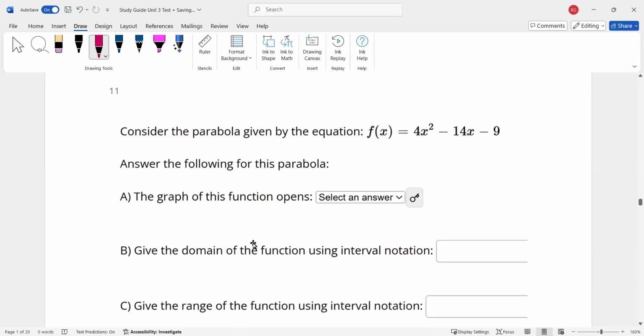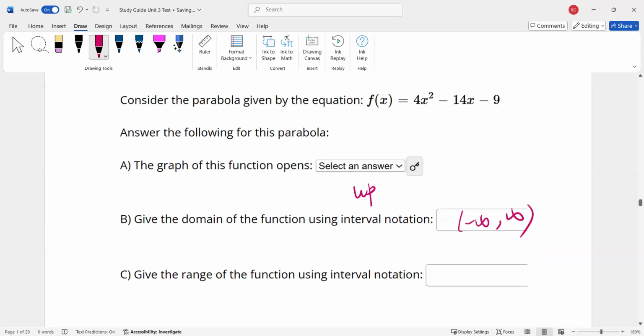Question 11. Consider the parabola given by the equation f of x equals 4x squared minus 14x minus 9. Answer the following for the parabola. The graph of the parabola opens upward. You can choose one, down or up, because the leading coefficient 4 is positive, so it opens upward. Give the domain of the function using interval notation: all real. For a quadratic function, same as all other polynomial functions, the domain is always all real. Doesn't matter the degree. Part C, give the range of the function using interval notation.